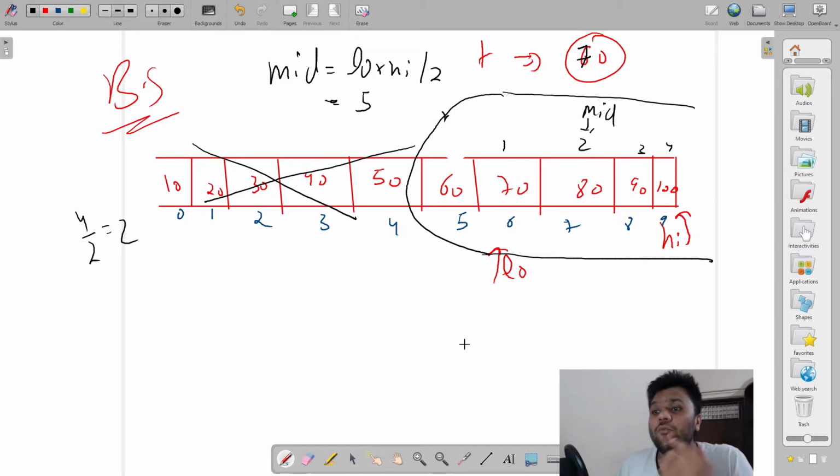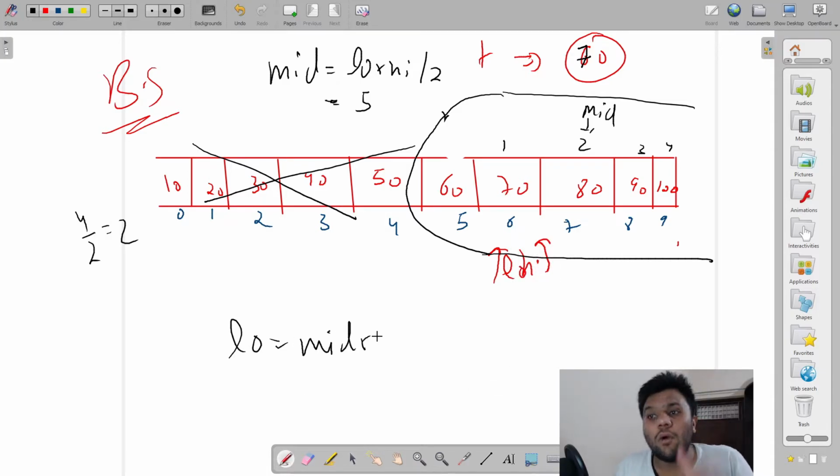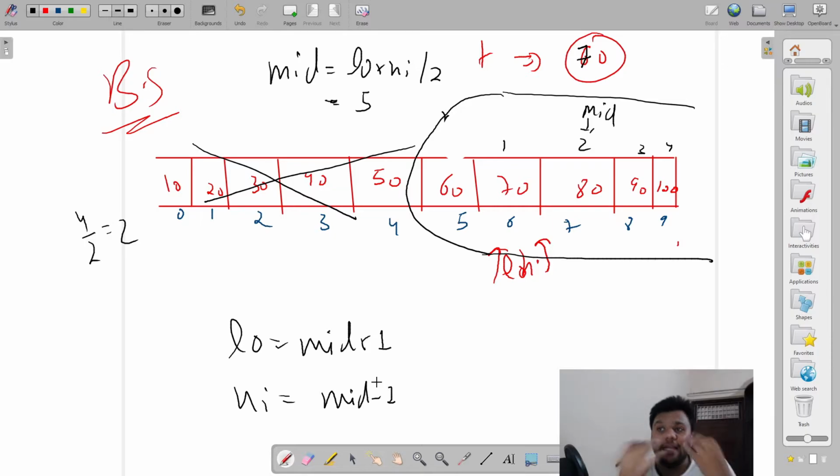Then what I will do, I will move my high from over here. So my high will come to mid minus 1, it will come over here. Right. So for the low we did mid plus 1, and for high we will do mid minus 1. I will tell you why. Just understand what we are doing right now, because I will implement it into my code, then I will give you a dry run of that code.